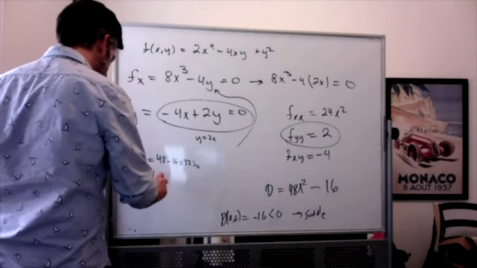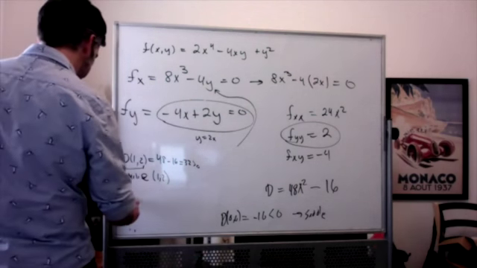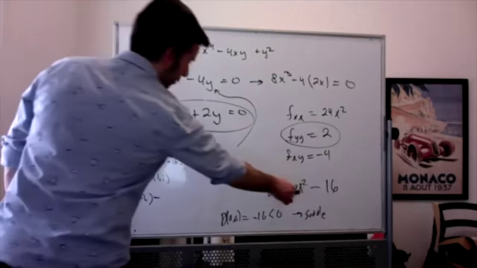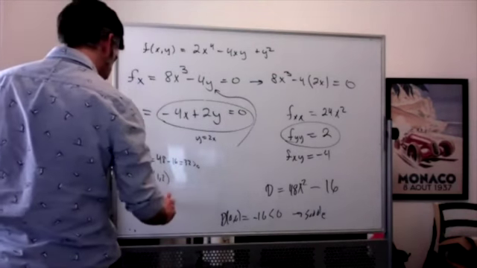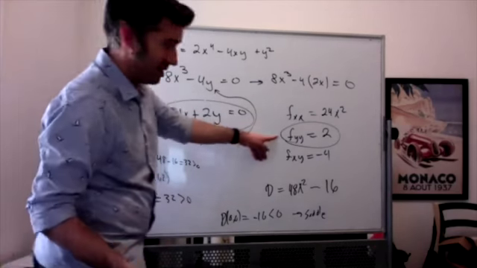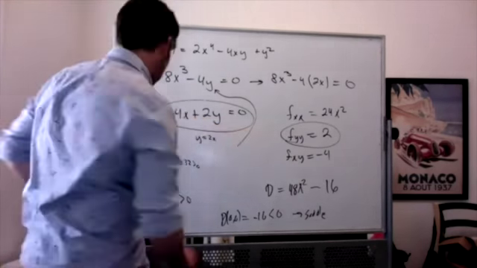at 1, 2. And I think we're also going to have a minimum at negative 1, negative 2. Because we plug in negative 1, negative 2, you're still going to get 48 minus 16, which is still positive, which means you have a max or a min. The second derivative hasn't changed. It's still concave up. You still have a minimum.